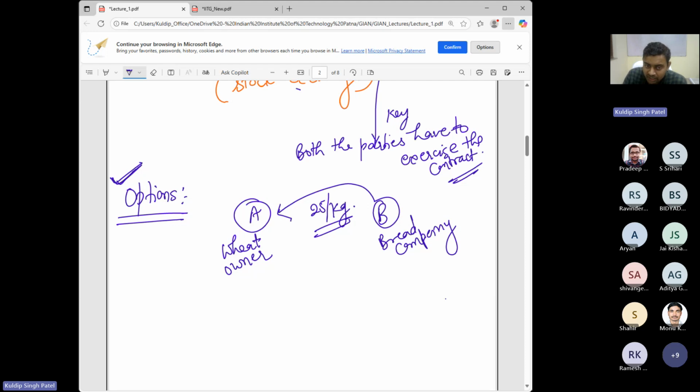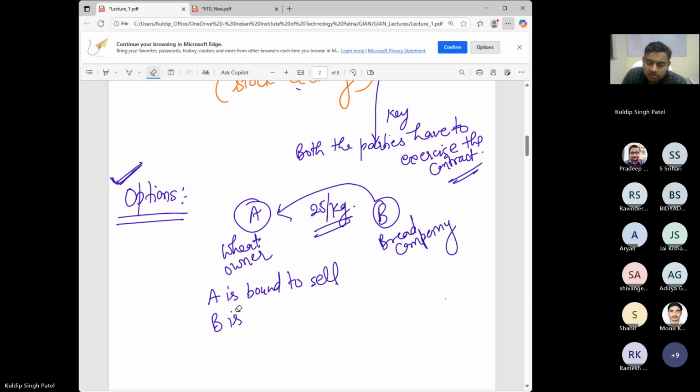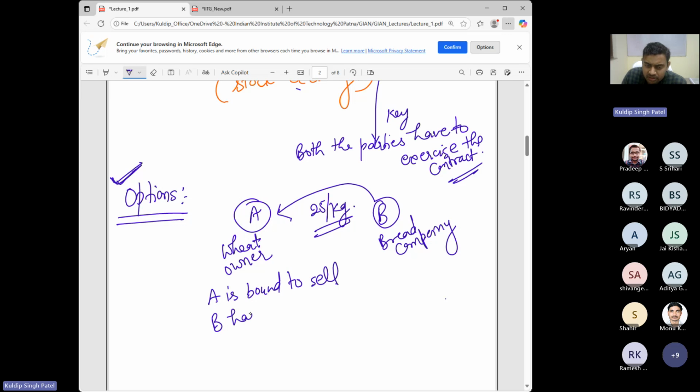So what I'm trying to convey is that in the contract, A is bound to sell, but B is not. B has the option of buying or not buying.